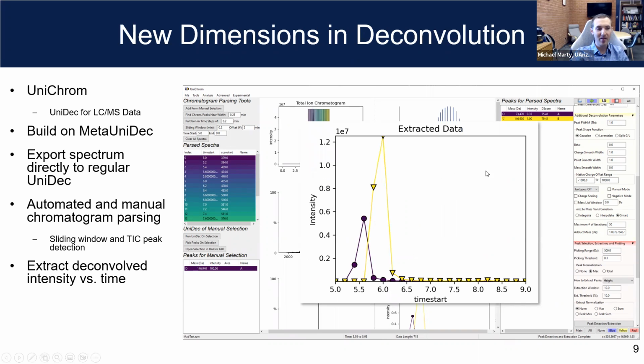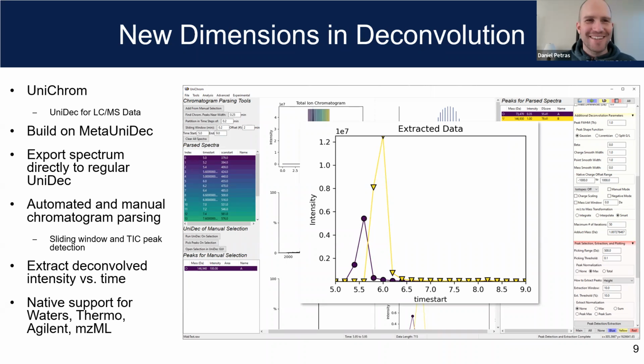I'm particularly excited about being able to do this. So this is doing an extracted ion chromatogram for the intact masses that come out, because we're basically getting mass versus time. And this will support Waters, Thermo, Agilent, mzML, and actually mzXML now, I think, although I'm not totally sure I've tested mzXML with this. So yeah, this is super cool.